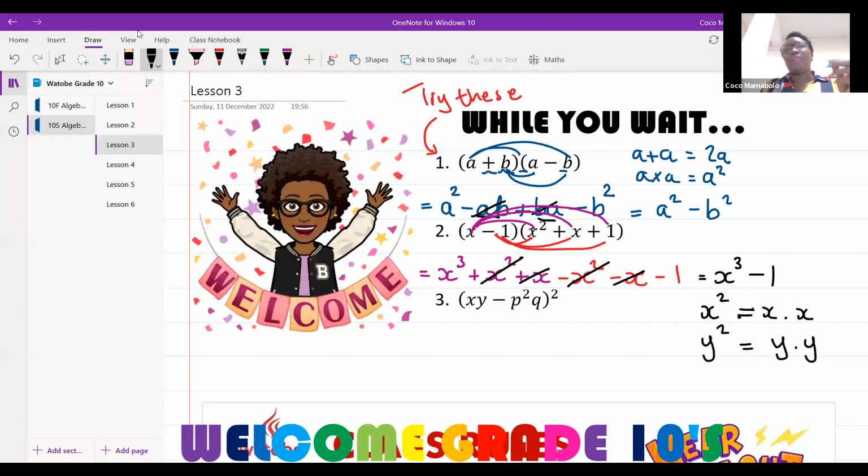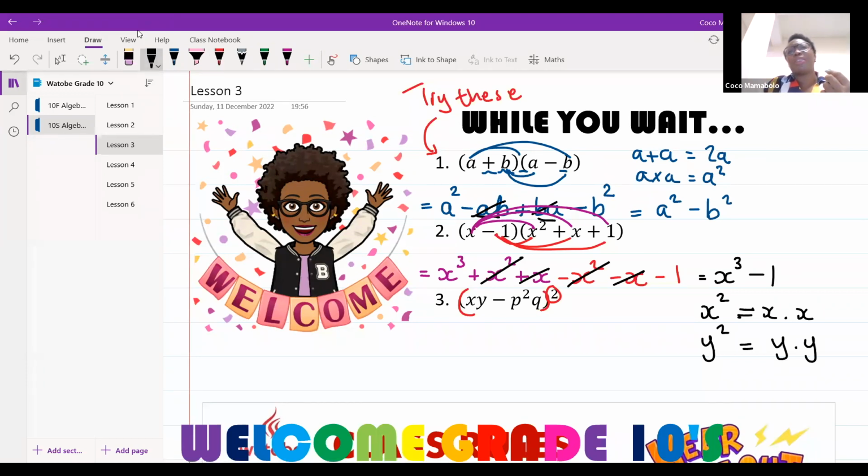Okay. Now I have this entire bracket. I have this whole bracket squared. What does this tell me about this bracket? What are we doing to that bracket? We're multiplying it by itself. By itself, how many times? 2 times. 2 times, exactly.